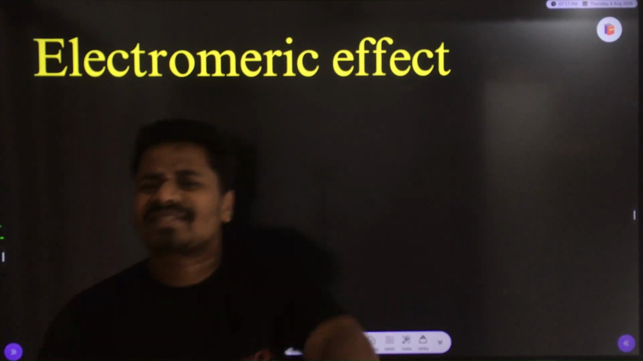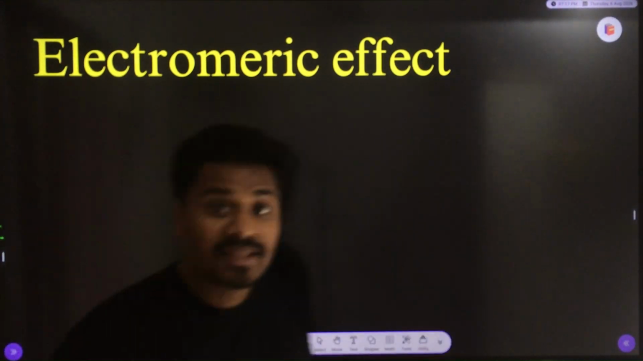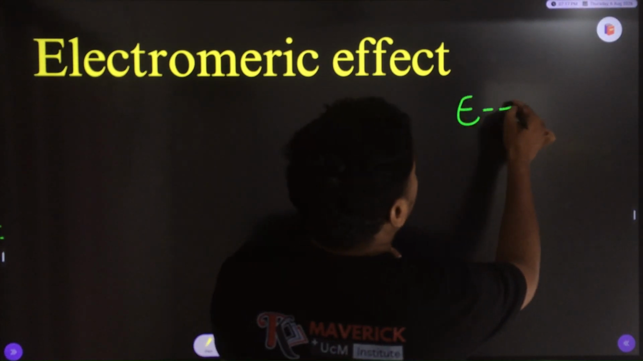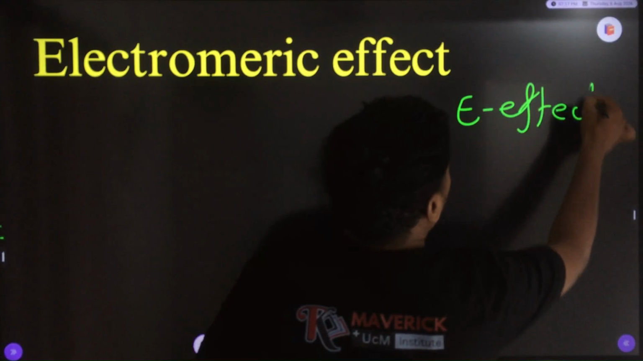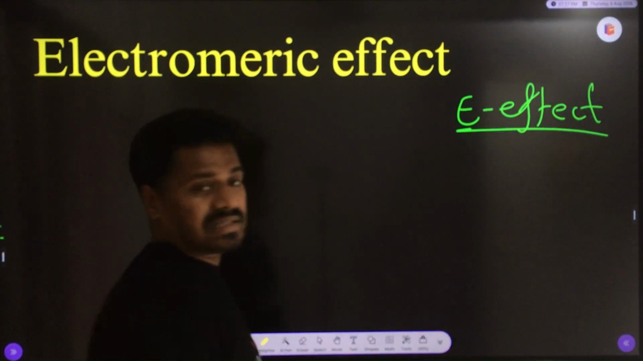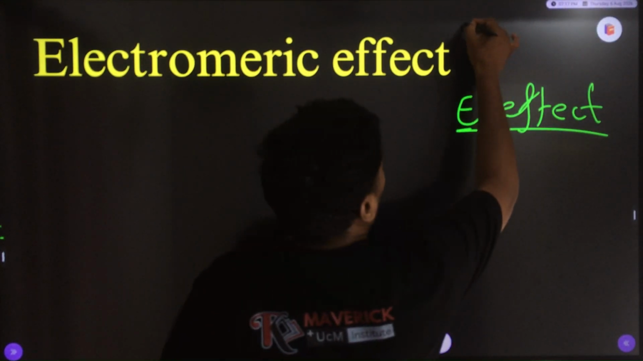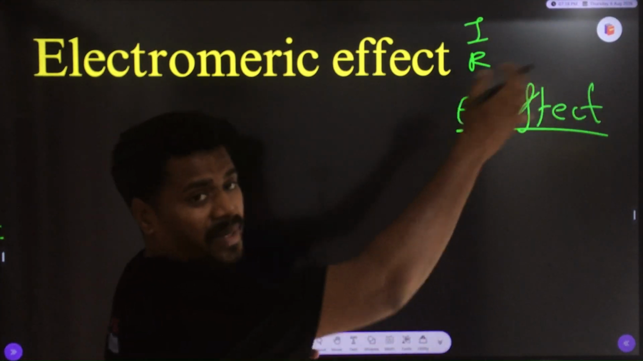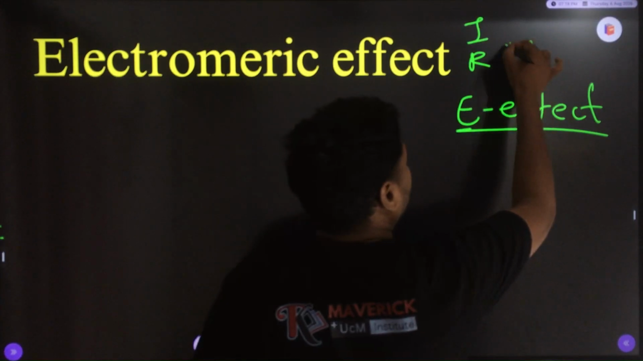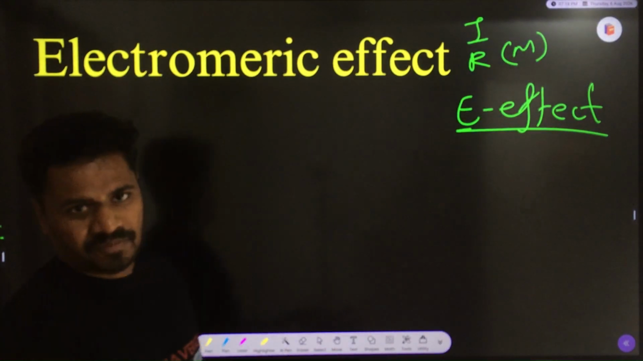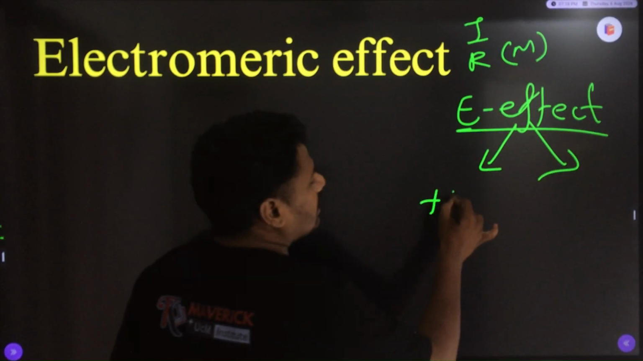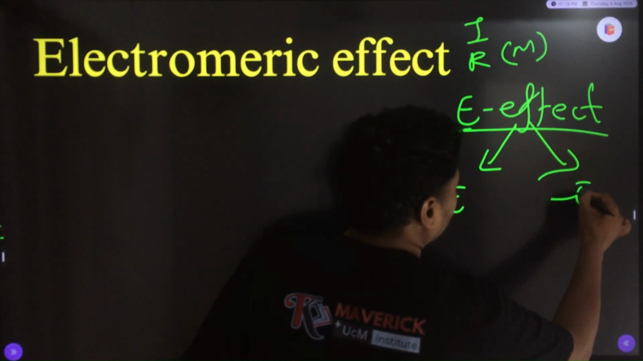In this video, we're going to discuss the Electromeric Effect, also known as the E effect. In the previous classes, we discussed a lot of effects like the I effect, plus I and minus I, and the R effect, plus R and minus R, also known as the M effect. Okay, this is the E effect. We can further classify it into two types: the plus E effect and the minus E effect.